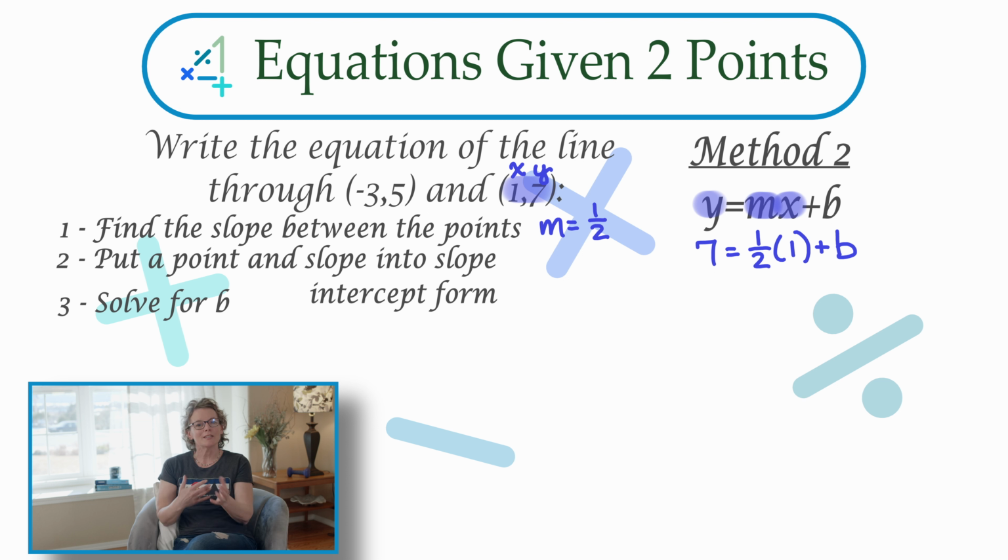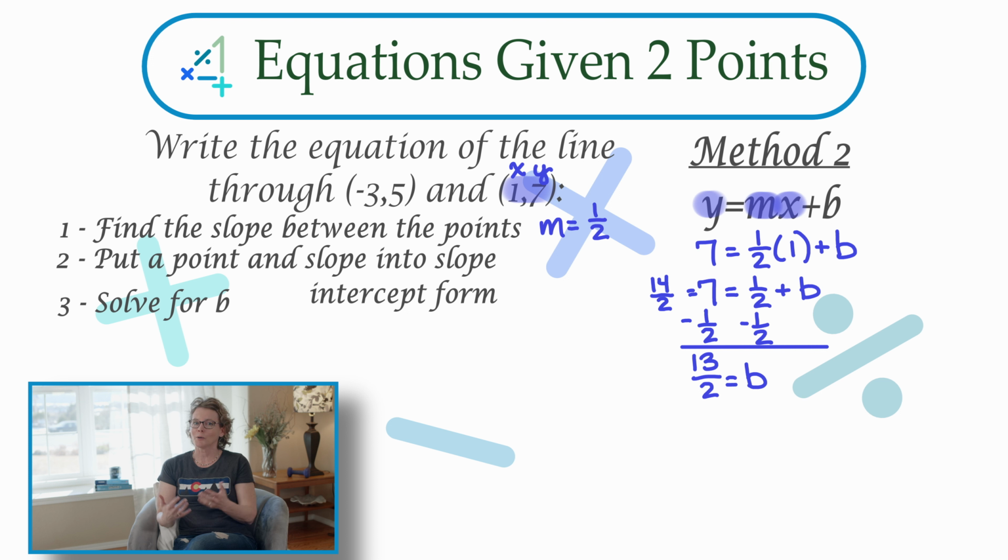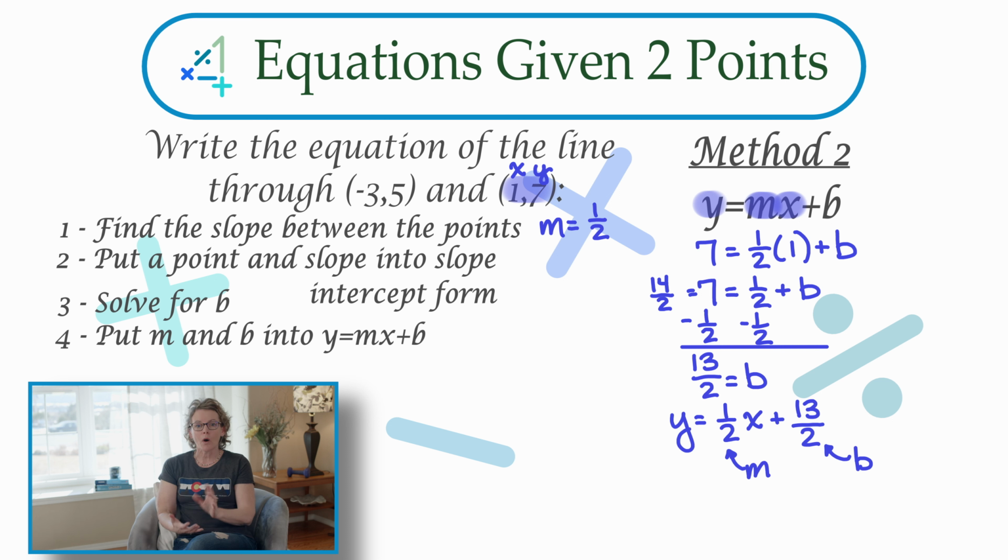1/2 times 1 is just 1/2. Subtract 1/2 from both sides to get the b by itself. 14/2 minus 1/2. We're back to that 13/2. I feel like this is the trickiest part. Put the m of 1/2 and the b of the 13/2 back into the equation, bringing back the x and the y, for y equals 1/2 x plus 13/2.